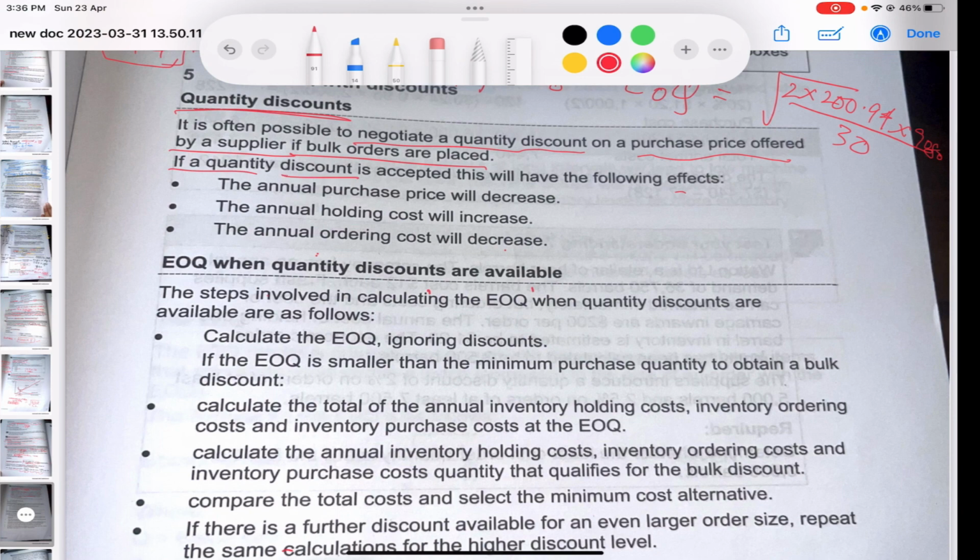So if a quantity discount is accepted, this will have the following effects. Annual purchase price will decrease. Obviously, my annual purchase price will decrease if I am getting a discount. Holding cost will increase. Why will my holding cost increase? Because I am purchasing a large quantity of goods, so due to that, I will be needing a larger storage space for my inventory. The annual ordering costs will decrease. Since I'm ordering in bulk, each time I order a large quantity, so I don't have to repeatedly keep ordering. So due to that, my ordering cost will decrease.